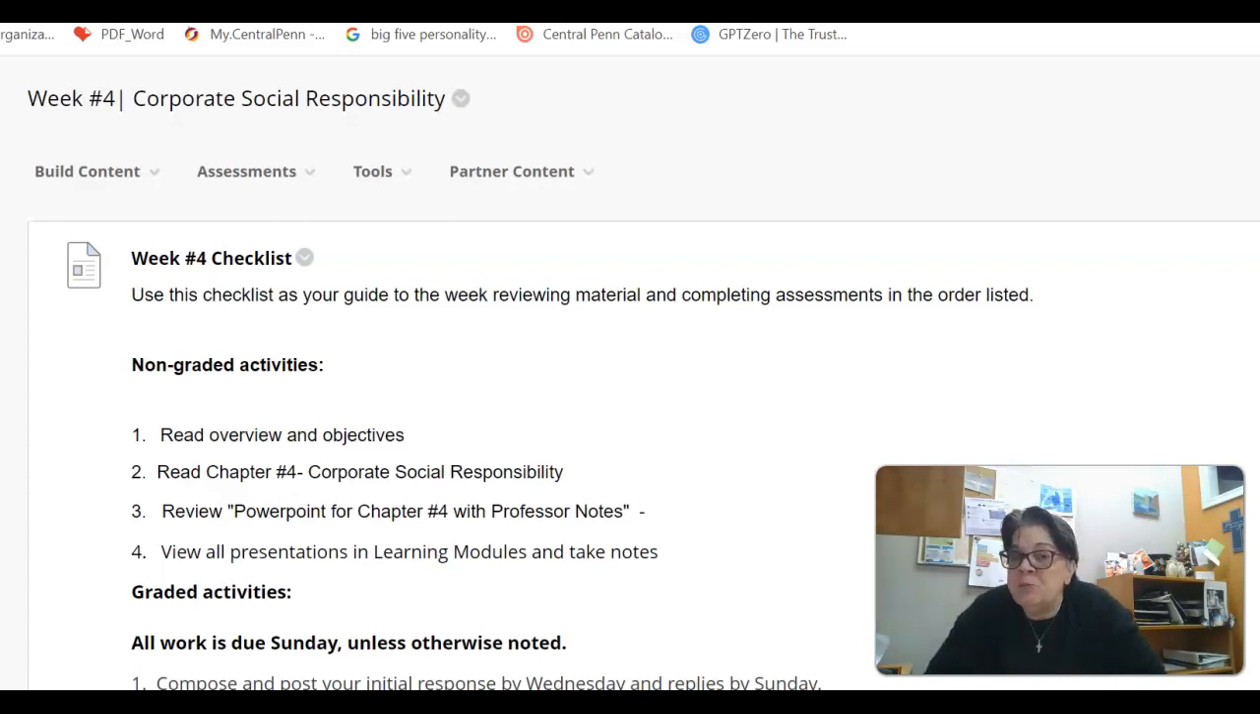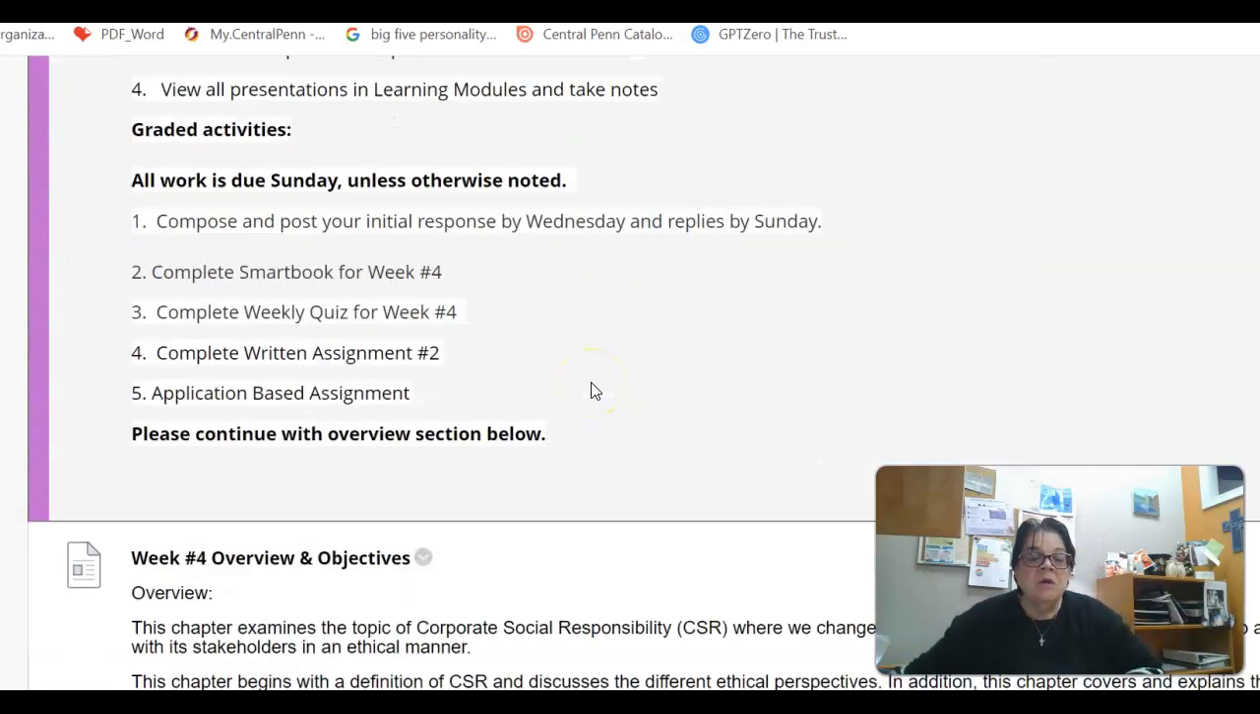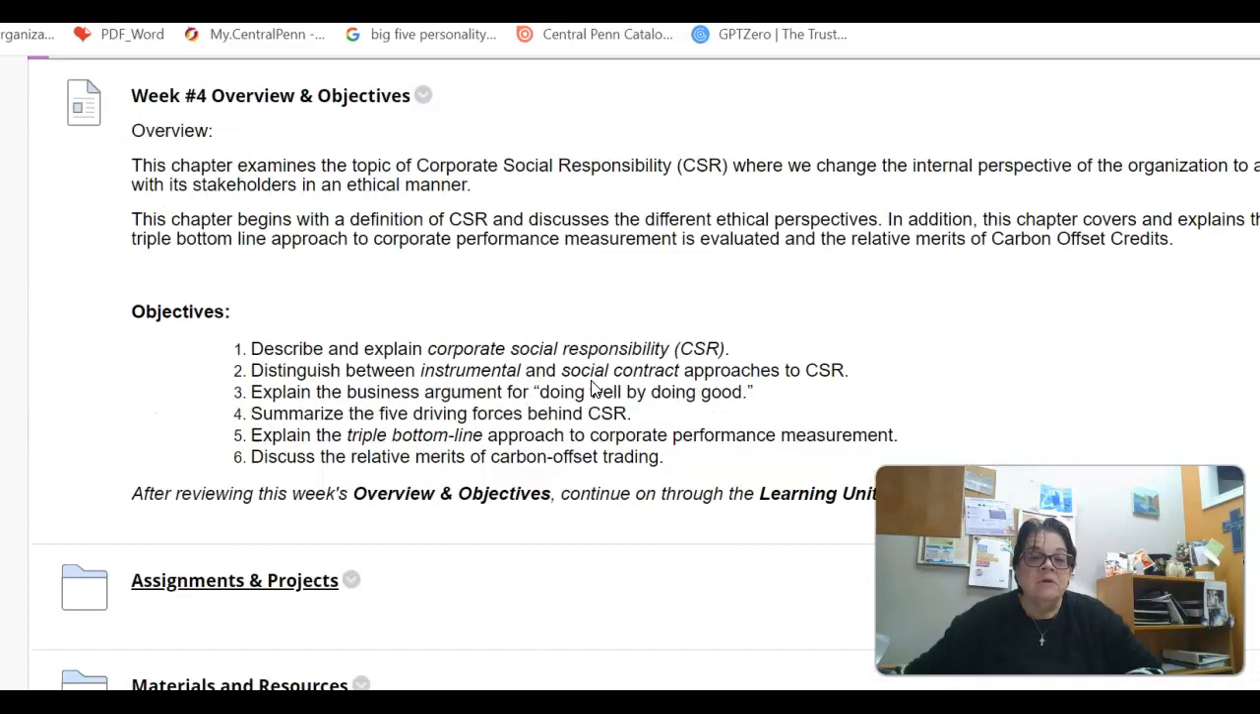Another term for corporate social responsibility is corporate citizenship or corporate conscience. So what is their conscience, okay? Those are some of the definition of the topic. In chapter 4, let's go over our learning objectives.